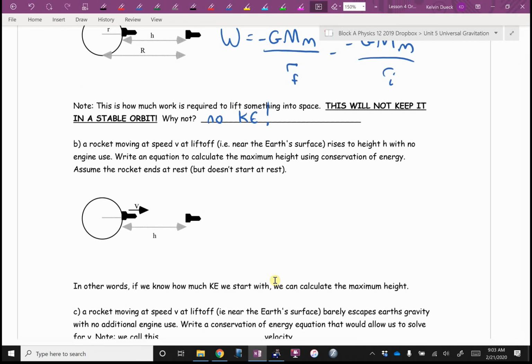A rocket moving at speed V at liftoff near the Earth's surface rises to a height H with no engine use. Write an equation to calculate the maximum height using conservation of energy. Assume the rocket ends at rest but doesn't start at rest. So conservation of energy, we would start out with good old KE initial plus PE initial equals KE final plus PE final. It does say it ends at rest, so I could cross out KE final.